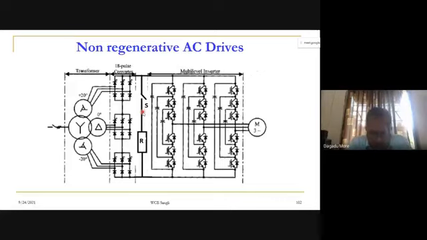Is it clear? So in the case of non-regenerative AC drives, we use dynamic braking. It is very rarely required, but it is a must. So any questions on this?